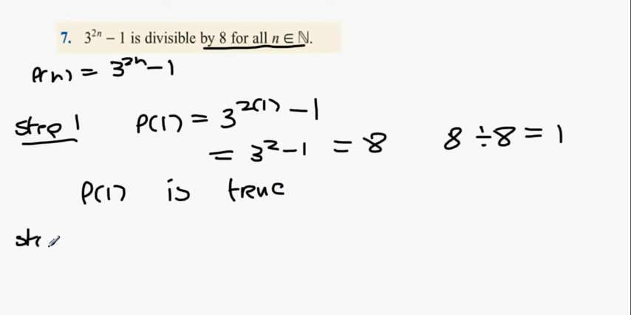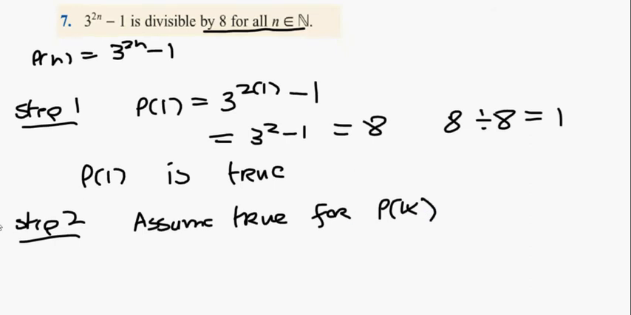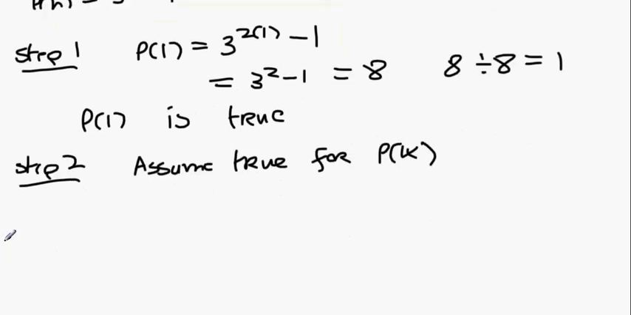Step 2 is going to be P of k. We're going to assume true for P of k. Okay, and when we assume true for P of k, what we're going to get is P of k equals 3 to the power 2k minus 1. And we're going to assume that's divisible by 8.